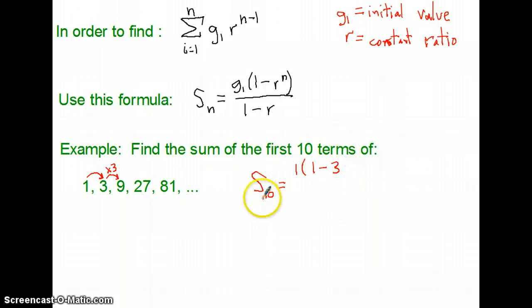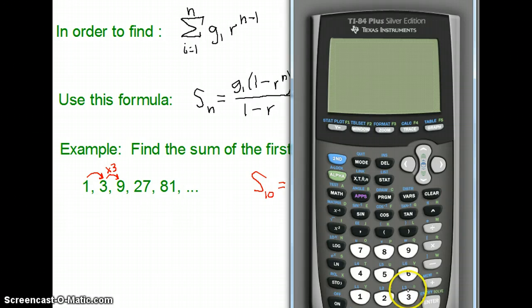3 to the nth power, this is n. 3 to the 10th over 1 minus that r again, which is that ratio there. So this is 1 times, that kind of goes away, 1 minus, wow, that's a big number, 3 to the 10th power. Let's get the calculator out. It's a slightly different calculator than you've seen before, but it works.